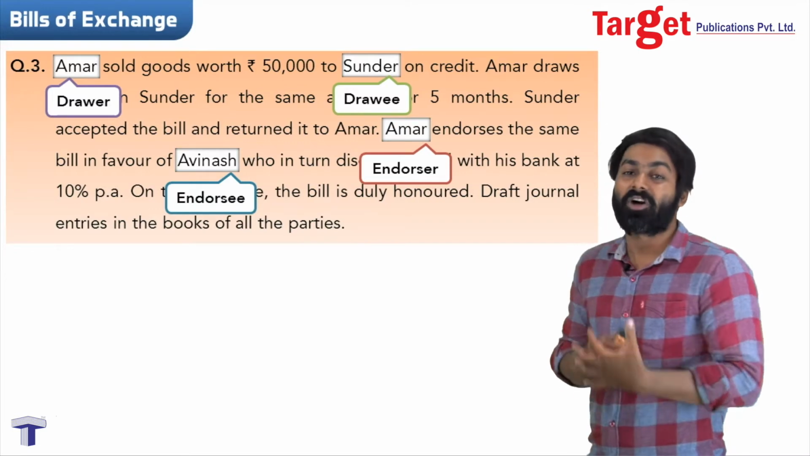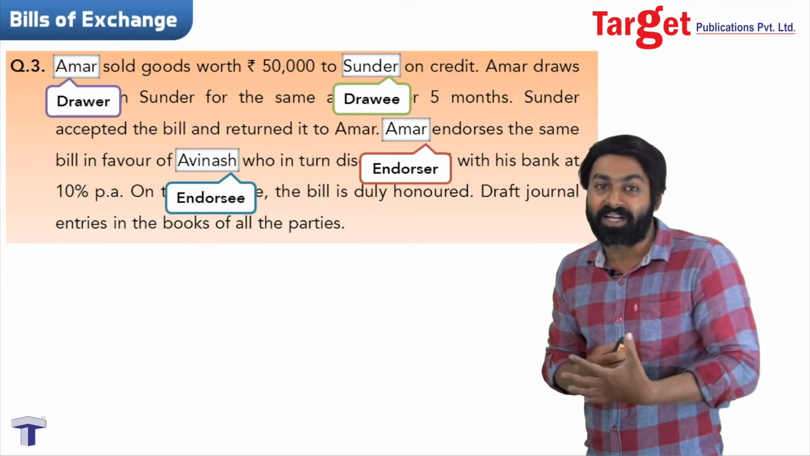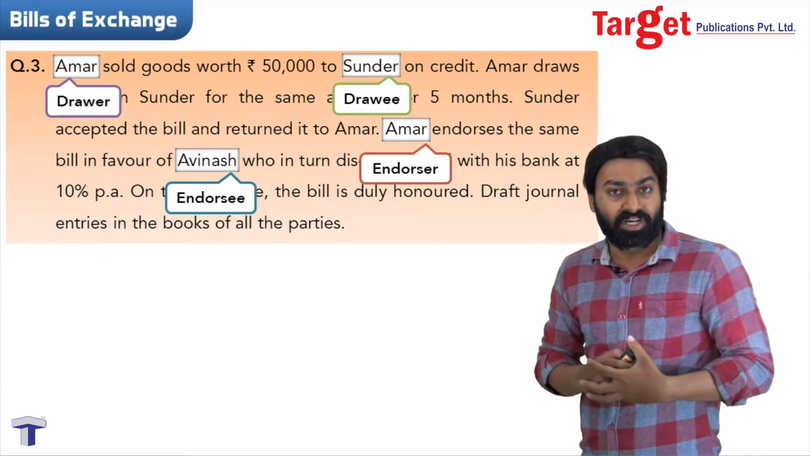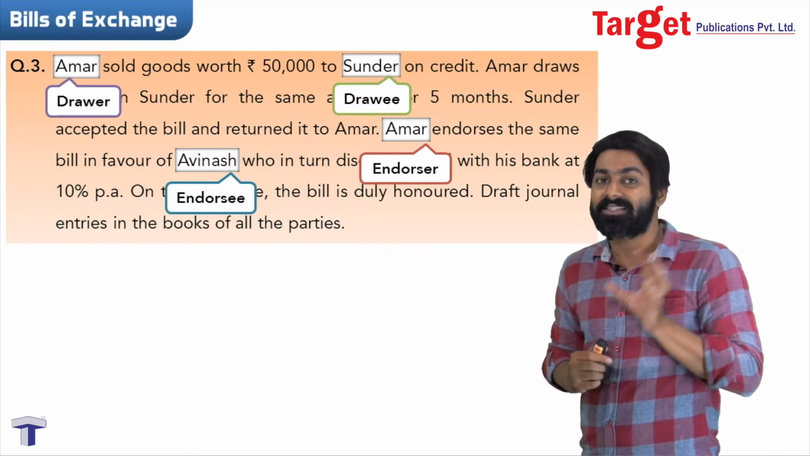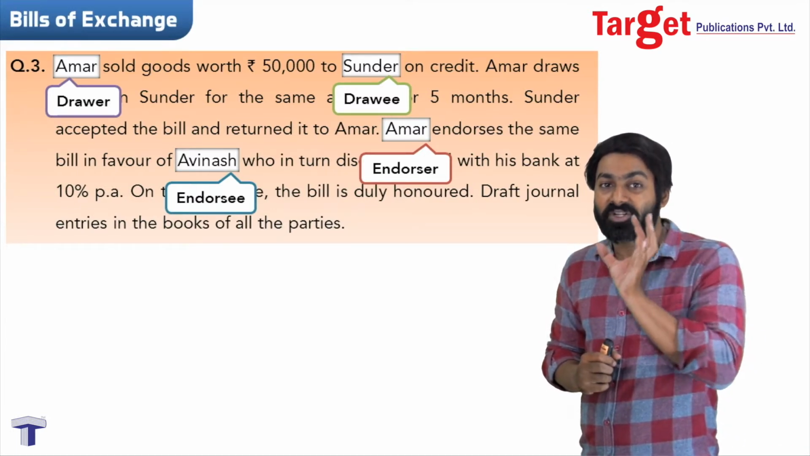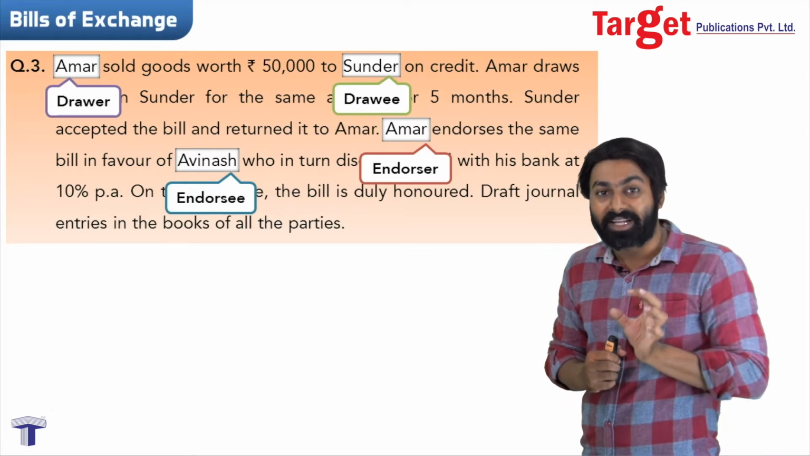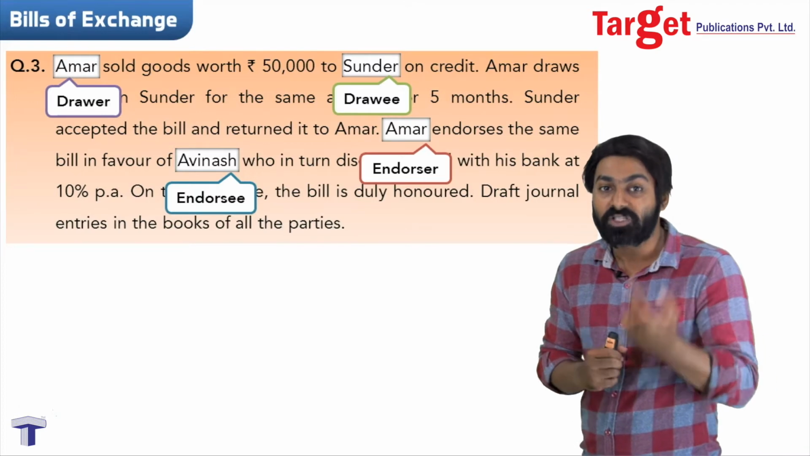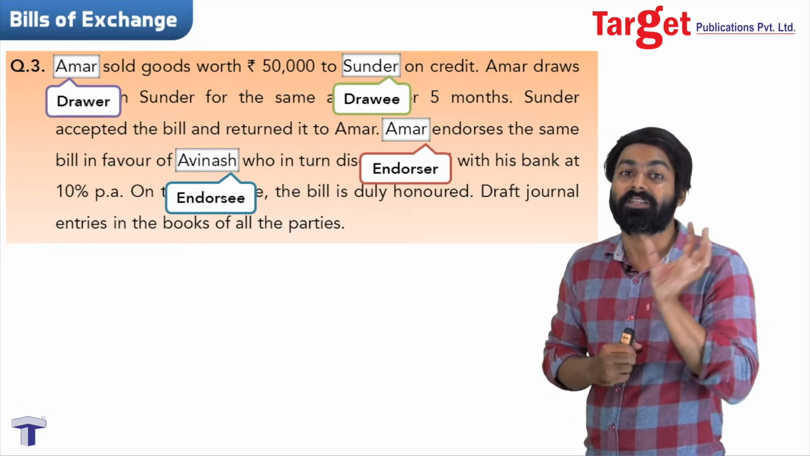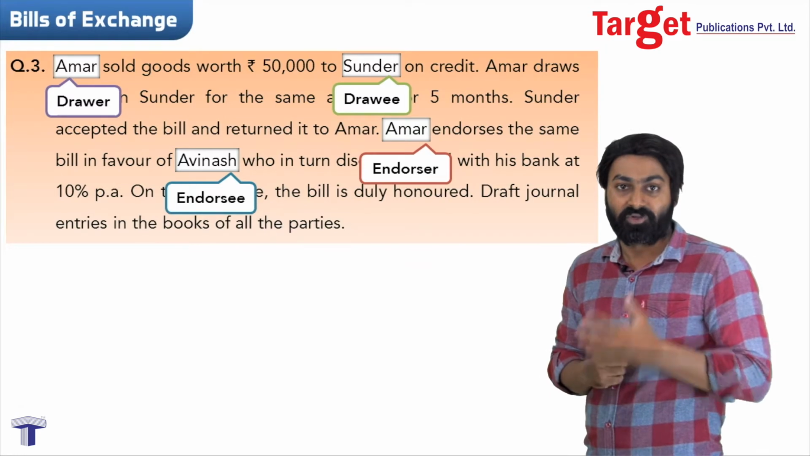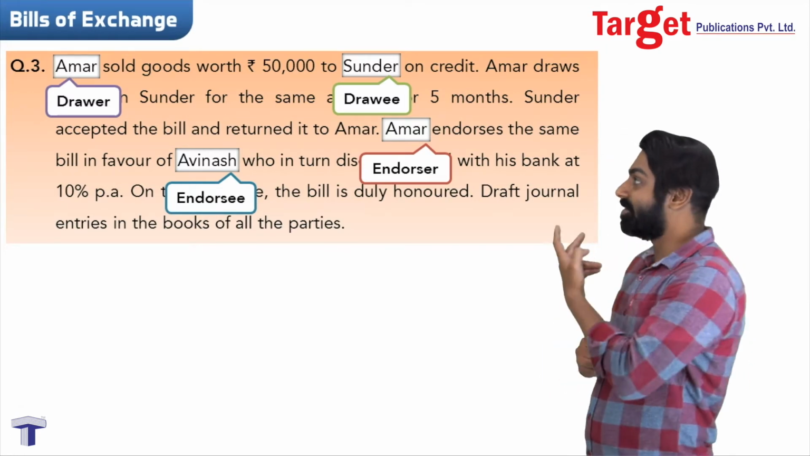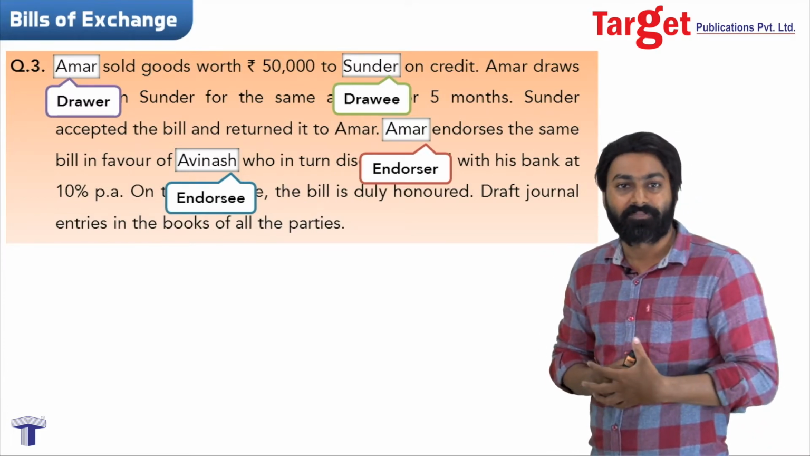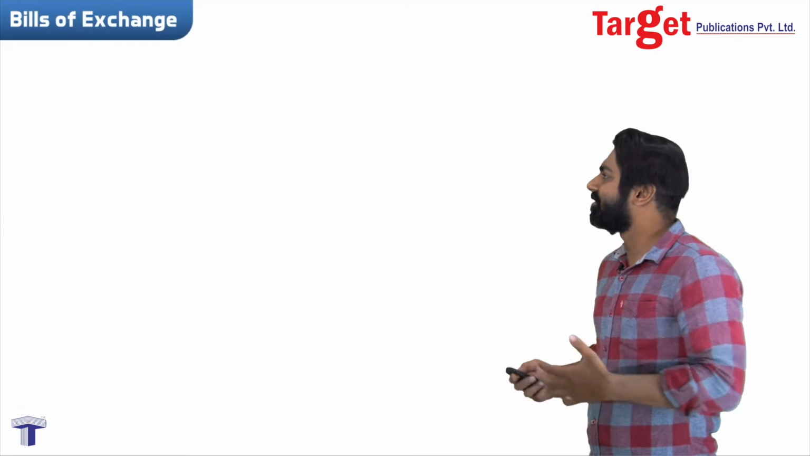Now let us see what journal entries will come in all the parties' books of account. That means in the books of Amar, in the books of Sundar and in the books of Avinash. So to summarize, let us see how the story goes. Credit sale purchase is made. After this, the bill is accepted and then it is endorsed, and after endorsing that bill, the person in whose favor the bill is endorsed has got the bill discounted with his bank. So the story goes like this. Here you can see the combination of two different treatments. One is endorsement of bill and the other one is discounting of bill. But again, it is very easy. Let us see how the journal entries will come.